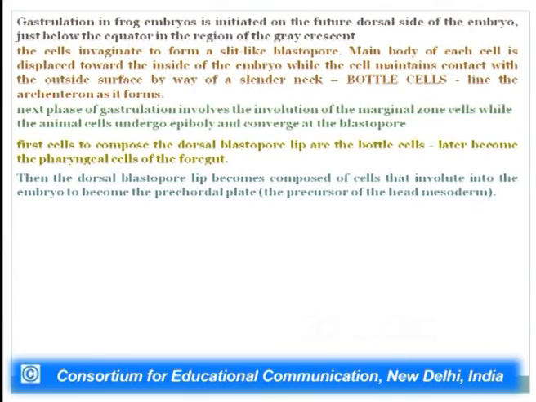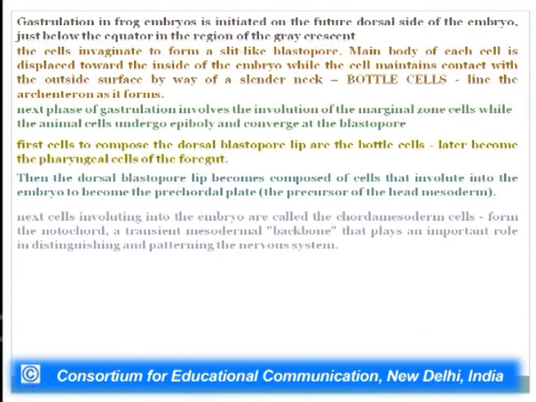And as I said, the composition of the cells at the blastopore, particularly the dorsal lip of the blastopore, keeps on changing. So, at first it is basically the pharyngeal endodermal cells, then there will be the head mesodermal cells, then there will be the chorda mesodermal cells, and so the cell composition keeps on changing. Then the dorsal blastopore lip becomes composed of cells that involute into the embryo to become the prechordal plate, the precursors of what is called the head mesoderm.